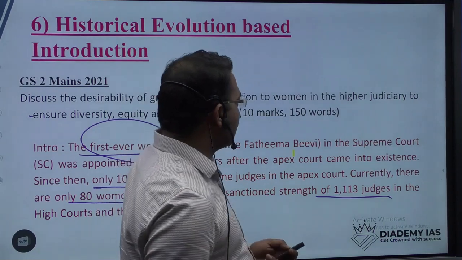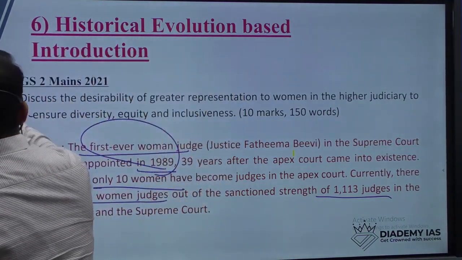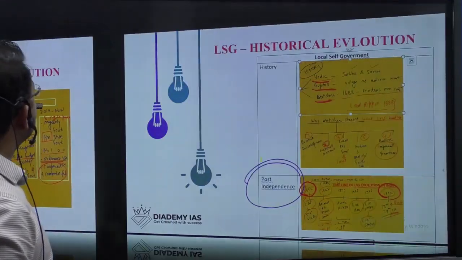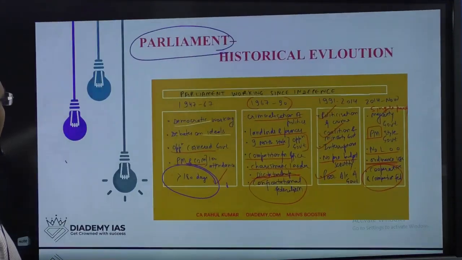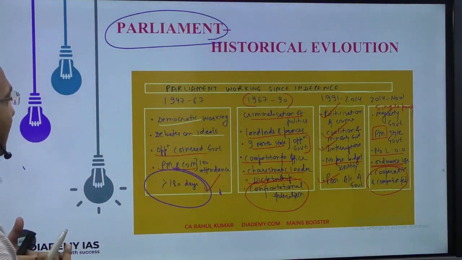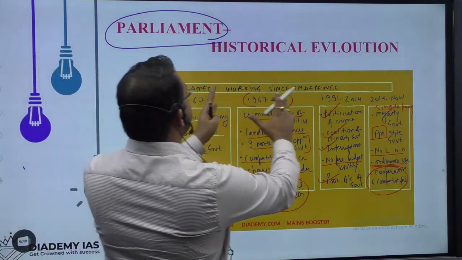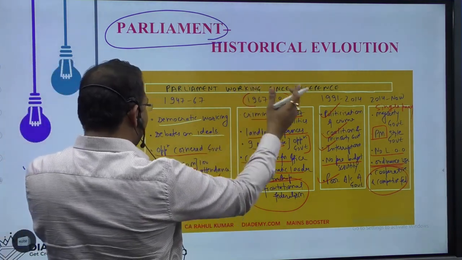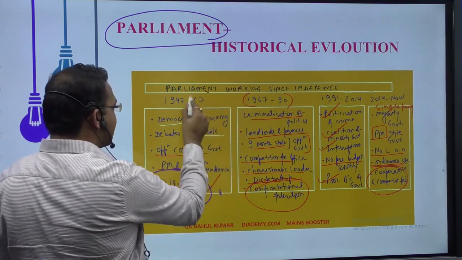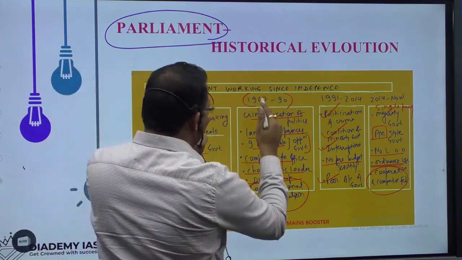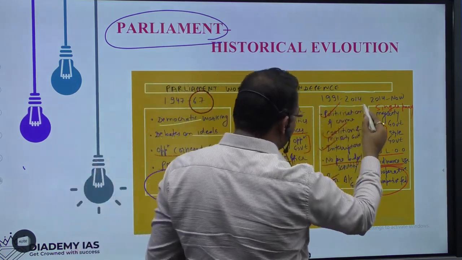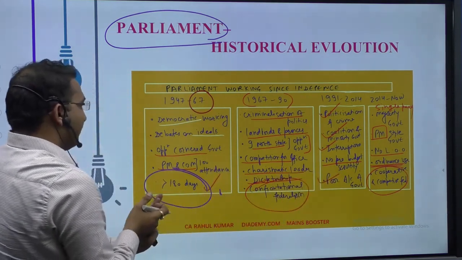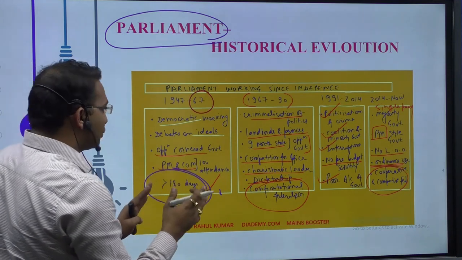So coming back to the historical evolution, the next part is, basically, for historical evolution type of questions, you can make this kind of comparative chart. For example, parliament working since independence. I use this in my classes. So we can divide the parliament working since independence into 4 phases. Phase 1 till 1967, that was the one party rule. 67 to 1990, then 1991 to 2014, and 2014 to now. In this 4 division of phases, we can write historical evolution about multiple concepts.